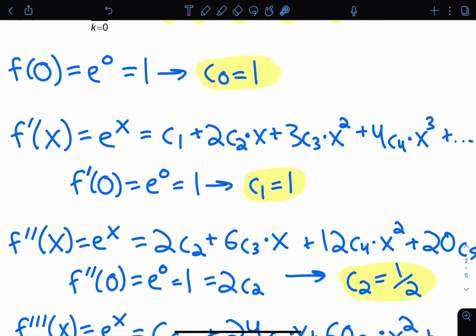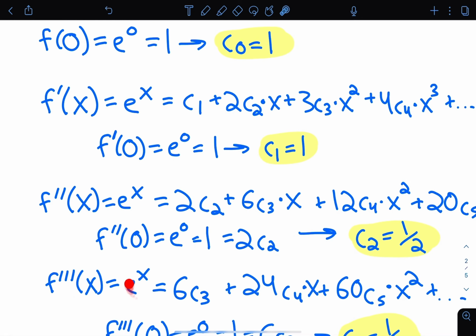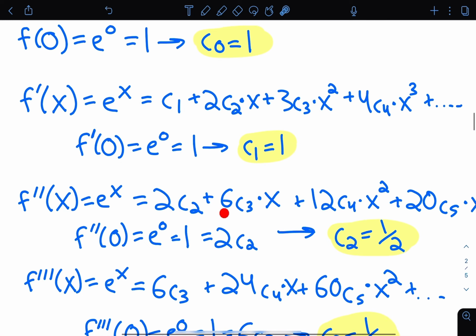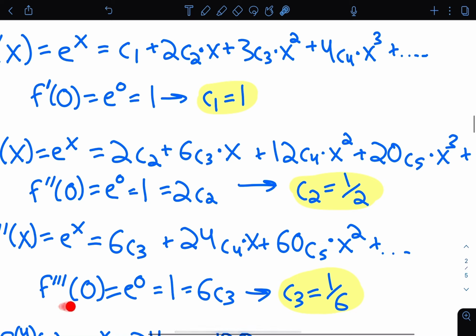Let's keep going, right? Let's take my f double prime. Let's take its derivative. That would be f triple prime. e to the x, right? So 6 c sub 3 times x, so the x goes away. For the rest of the terms, do the power rule. All of the rest of the terms have an x, so I plug in 0 into the function. e to the 0 is 1. 6 times c sub 3 is all that's left, because the rest of these terms with an x are all going to drop away, right? And so I can solve, and I get c sub 3 is 1/6.